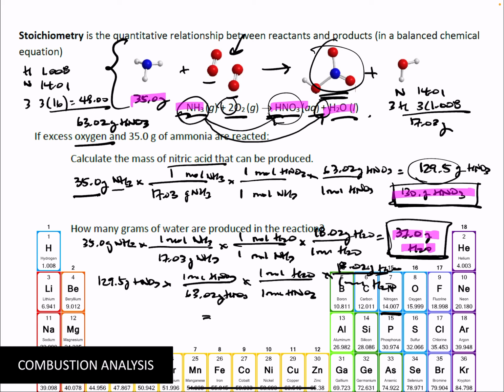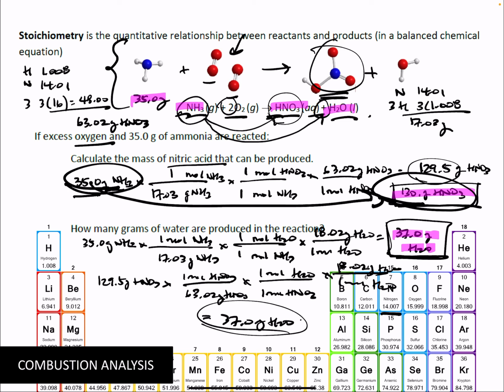129.5 divided by 63.02 times 18.02 equals 37.0 grams of water, right? So not surprising, right? We said that this amount corresponds to this amount of nitric acid. This also corresponds to this amount of water. So that means this amount of water must correspond to this amount of nitric acid. I'm sure there's some mathematical rule for that.